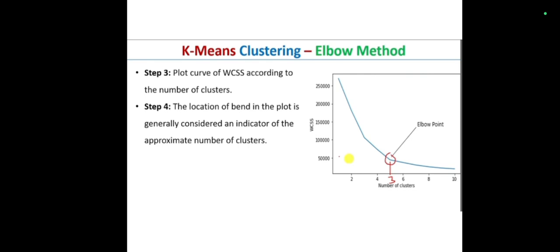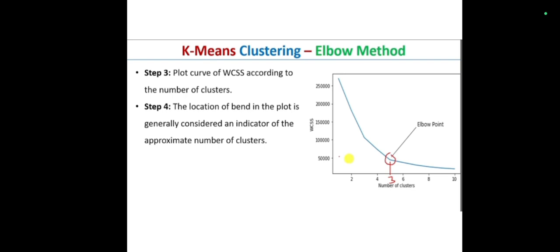Step 3. Plot the curve of WCSS according to the number of clusters. Step 4. The location of the bend in the plot is generally considered an indicator of the approximate number of clusters. In this graph, the x-axis represents the number of clusters and the y-axis represents the WCSS value. After plotting all the points, we will get a bend point, that is the elbow point, which is the optimal value of k.